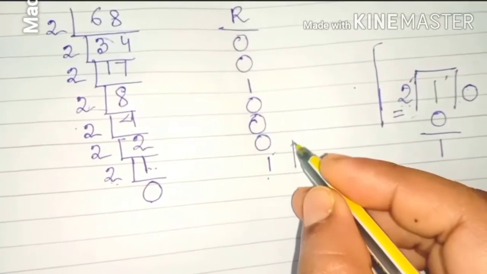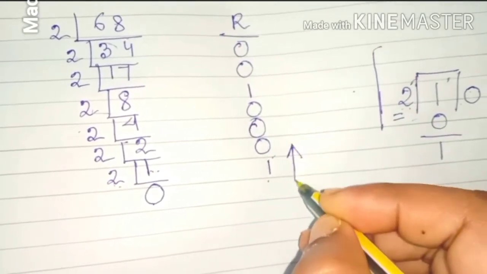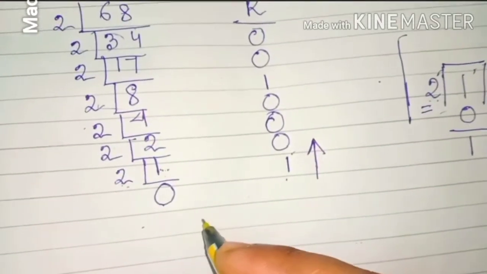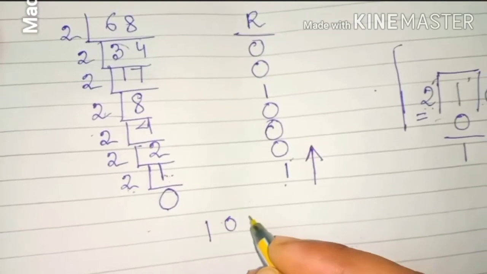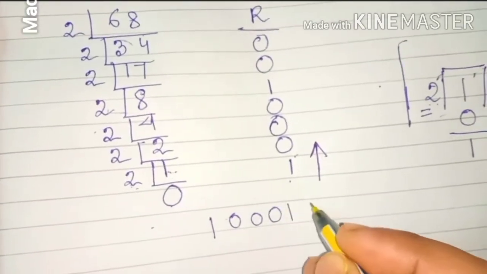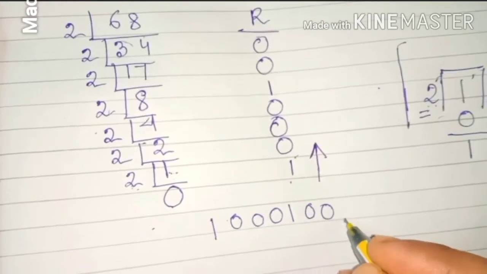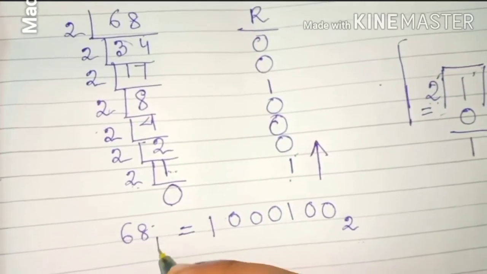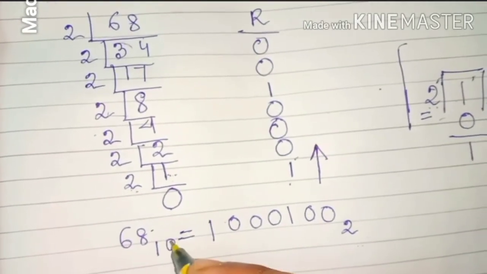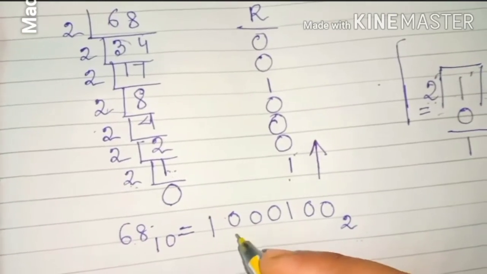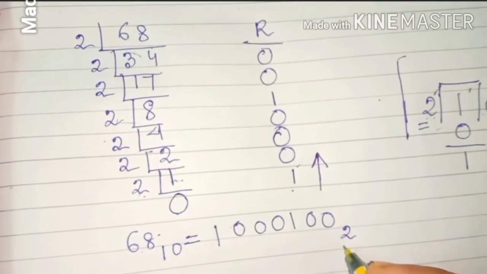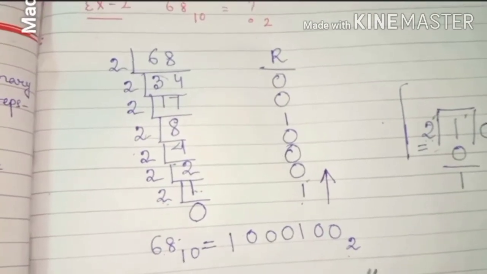And same way we will put a tick mark from bottom to top. Here you will get the value 1 0 0 0 1 0 0, base 2, is equal to 68 of base 10. That is, the decimal value of 68 is equivalent to 1000100 base 2. Please try by yourself. I think that it will be clear to you.